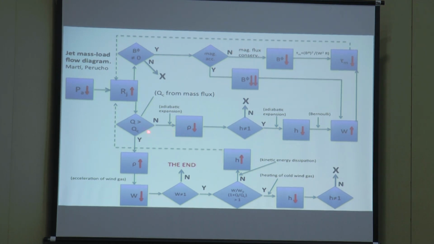This other branch, for instance: if the mass load is not larger than the critical value, you will have expansion, and then due to adiabatic expansion, you will have a decrease in the rest mass density, and then depending on your enthalpy, if it is larger than 1, you will have Bernoulli effect and acceleration. If it's 1, this is the end of this branch, and we can continue here because I will come back here later. So you will have expansion, drop in density, drop in internal energy, and acceleration.